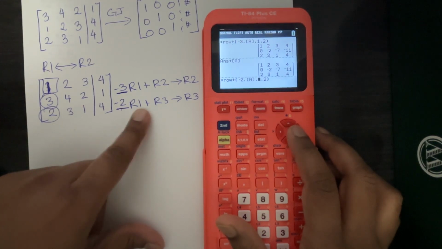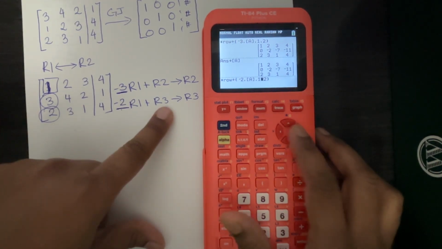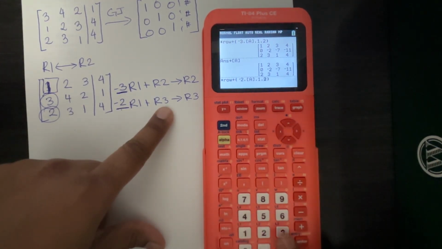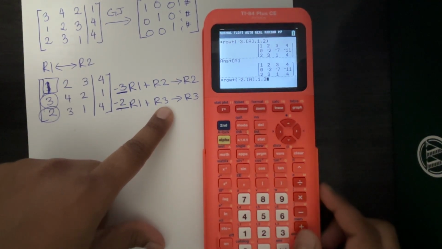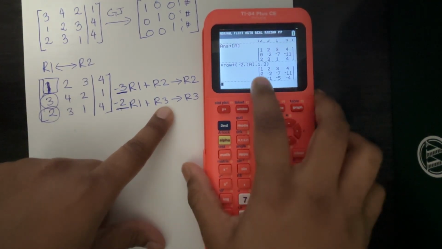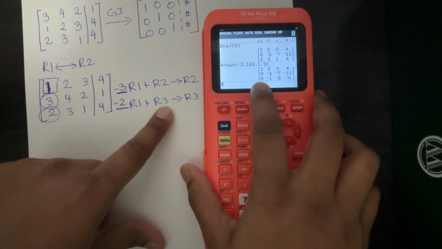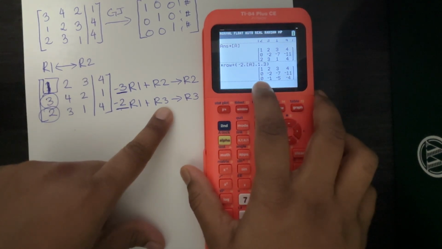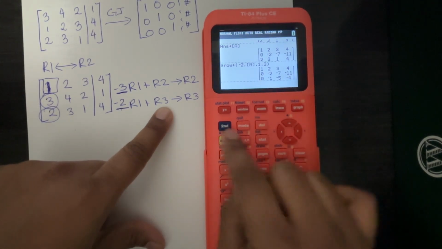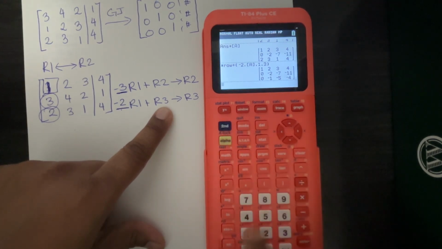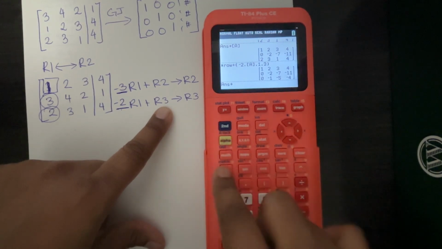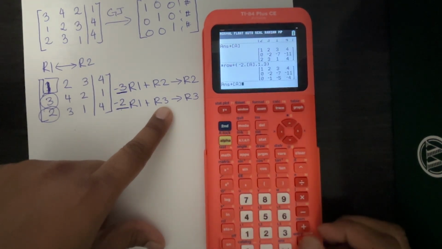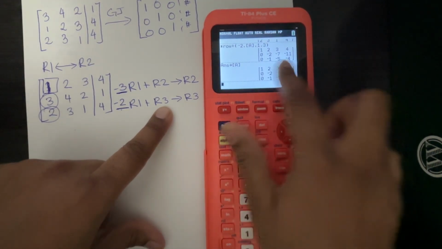Again, it's still row 1, but then I have to make this row 3. So then I just put a 3 here. Okay, and then I press enter. Now everything is zeroed out exactly as we wanted. So again, just store. So I'm going to do store, which is right here. And then I'm going to do second matrix, select A. And now I've stored this as my matrix A.